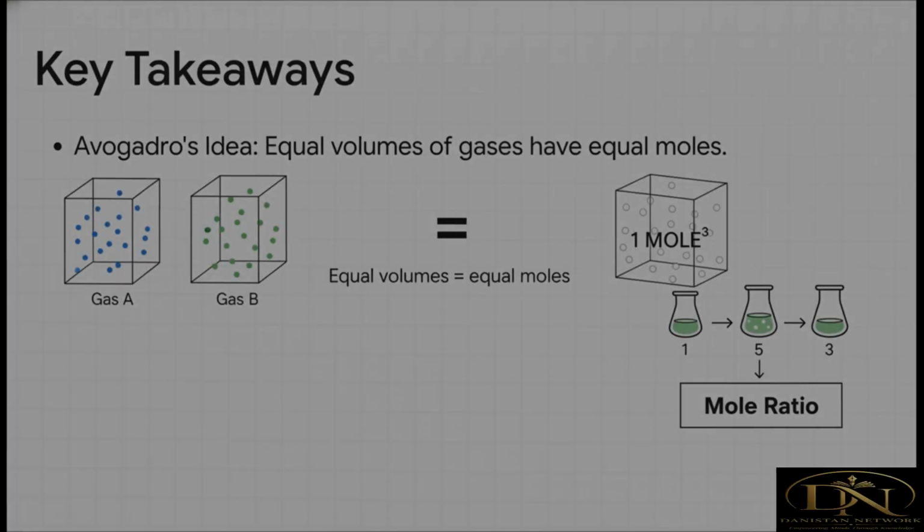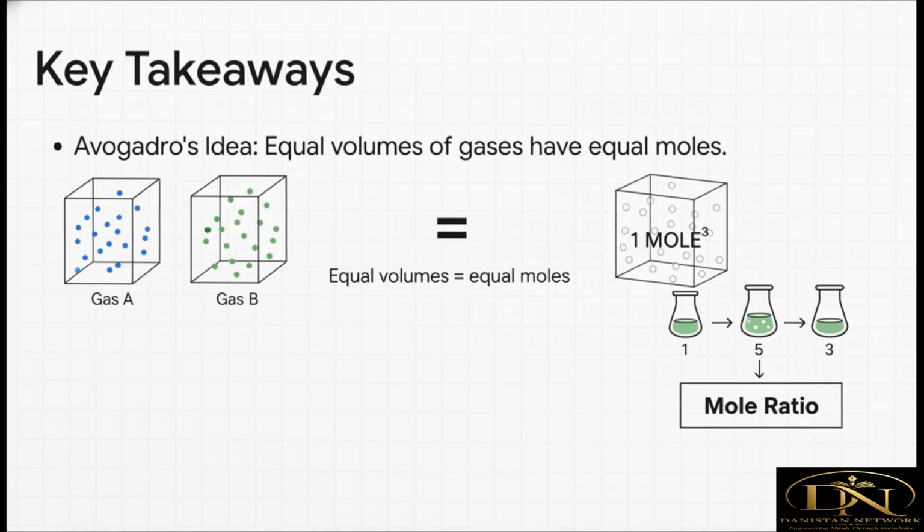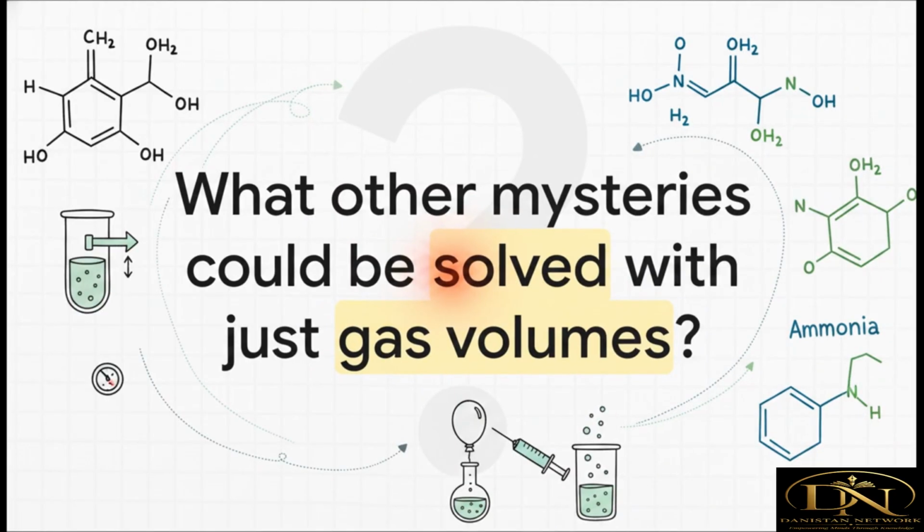So what are the big things to remember? First, Avogadro's brilliant insight. For gases, equal volumes mean equal moles. Second, that magic number, 24.0 cubic decimeters, is the volume of 1 mole of any gas at standard conditions. And third, that powerful technique of using volume ratios as a direct shortcut to finding mole ratios and solving chemical puzzles. And that leaves us with a final thought. We just uncovered the identity of propane with a few simple measurements of volume. It really makes you wonder, what other complex chemical mysteries could be solved with such an elegant and simple tool?